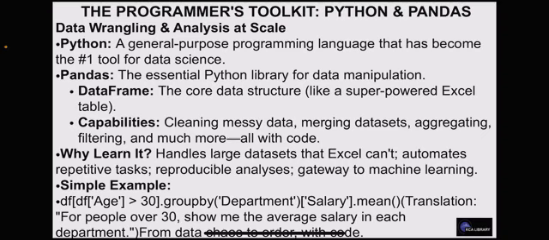consuming research. Now, we also move on to the programmer's toolkit, which is Python and Pandas. We can also say it is data handling and analysis at scale. Python is a general purpose programming language that has become the number one tool for data science. Python is the most generally accepted tool for data science, while Pandas is the essential Python library for data manipulation. So we are looking at the DataFrame, the core data structure, like a super-powered Excel table. It handles cleaning messy data, merging datasets, aggregating, and the like.